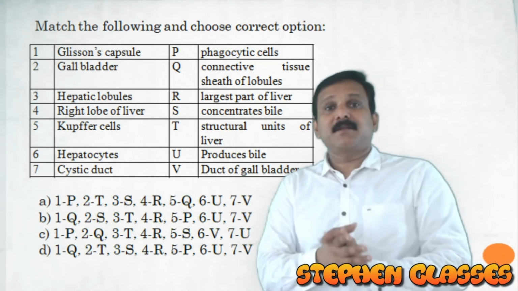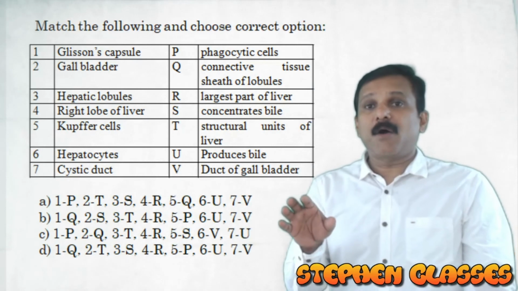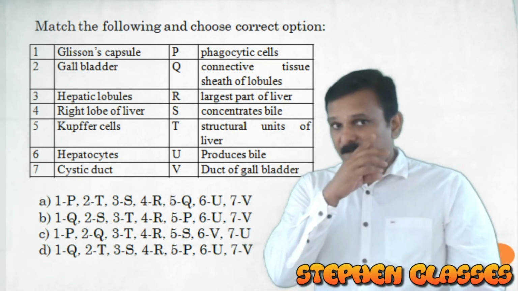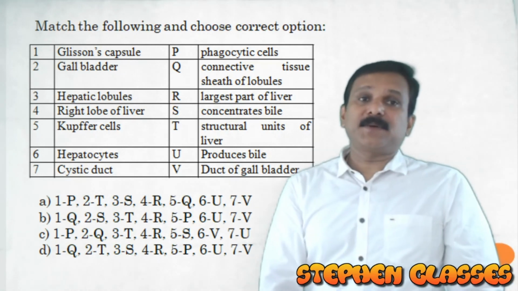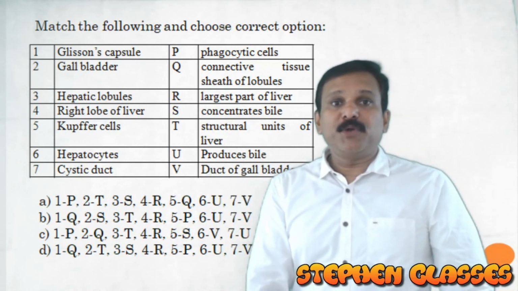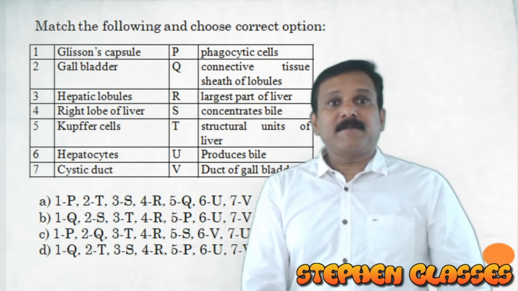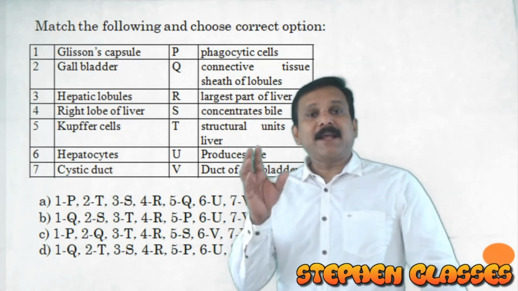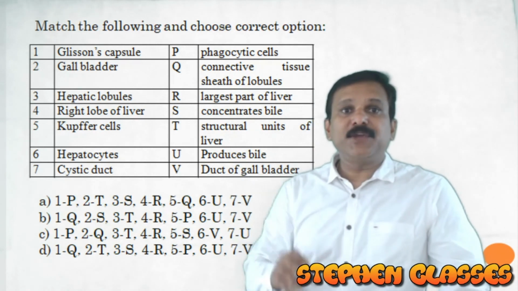So in this question, you should have a clear idea about the terms that we use along with the liver structure. Okay, structure of the liver, that of pancreas, in detail you have to learn. So here, Glisson's capsule, that is a connective tissue sheath of lobules. So Glisson's capsule you can match with Q. Gallbladder, it is concentrating bile. Hepatic lobules, they are the structural units of the liver.